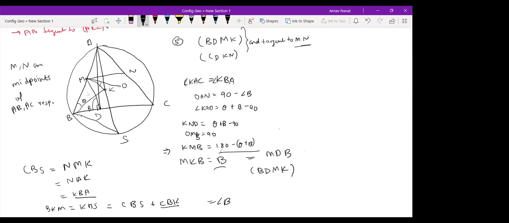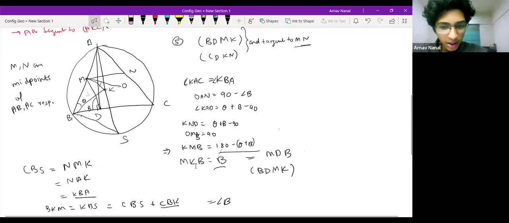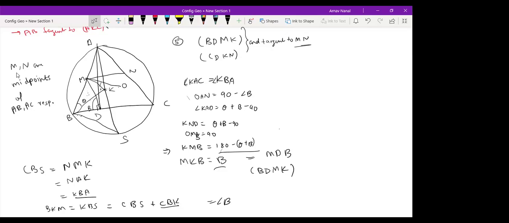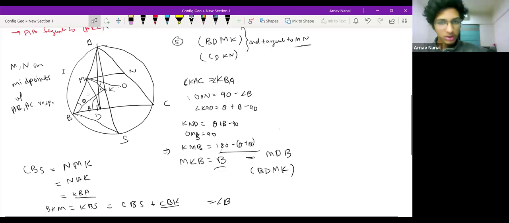Okay, got it. So you just did angle chasing after that. You got angle MKB is angle B, and you know that MDB is B. So this is some nice thing. Okay, so this was about the dumpy point.